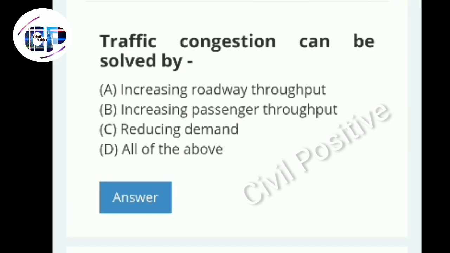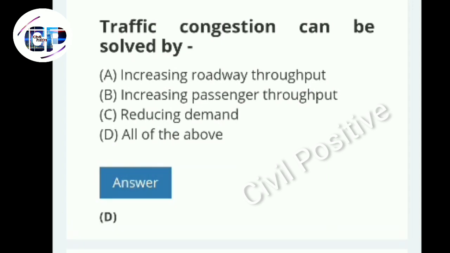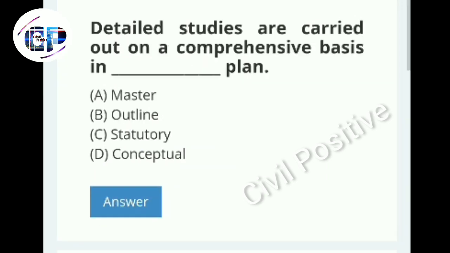Traffic congestion can be solved by increasing the roadway throughput, increasing the passenger throughput, reducing the demand, all of the above. Answer D, all of the above. Detailed studies are carried out on a comprehensive basis in dash: plan, master plan, outline, statutory, conceptual. Answer C, statutory.